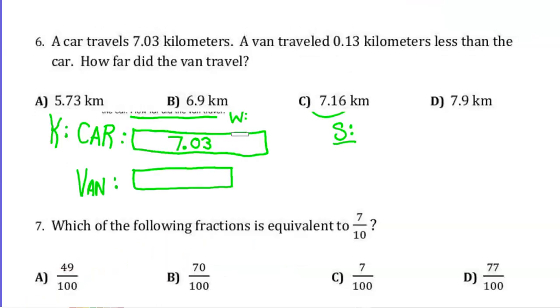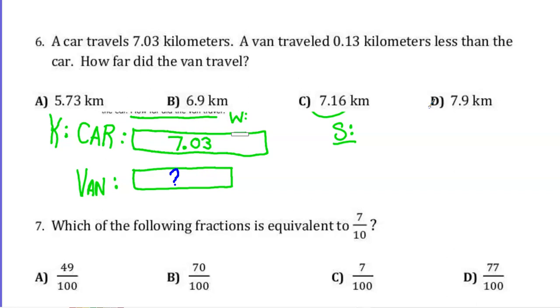Number 6, a word problem. A car travels 7 3/100 kilometers. A van traveled 1,300 kilometers less than the car. How far did the van travel? Here's what I know. The car traveled 7 3/100 kilometers. The van traveled 1,300 less than that. But we're trying to determine how far the van went. This looks like a subtraction problem. Take the 2 and subtract and fill in A, B, C, or D.